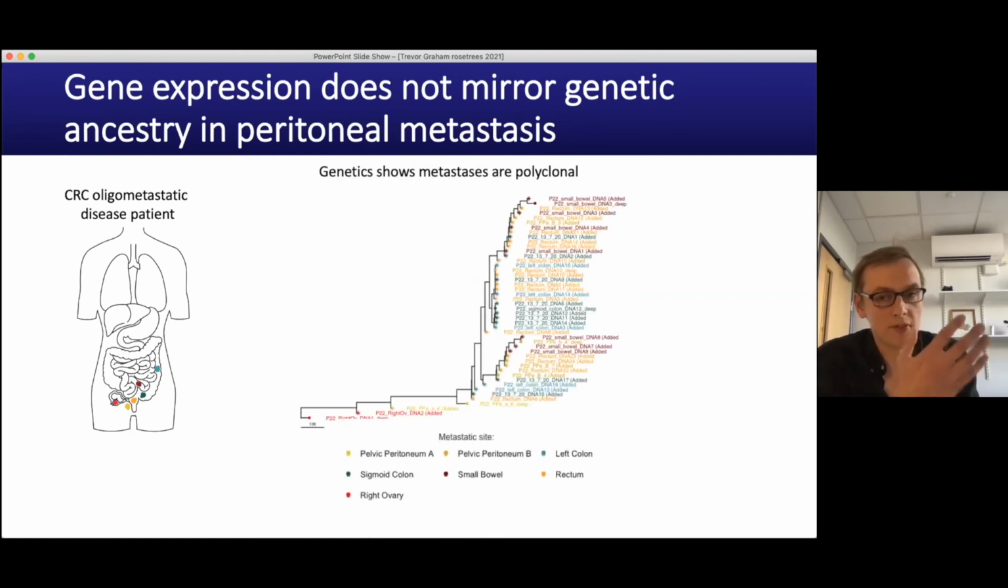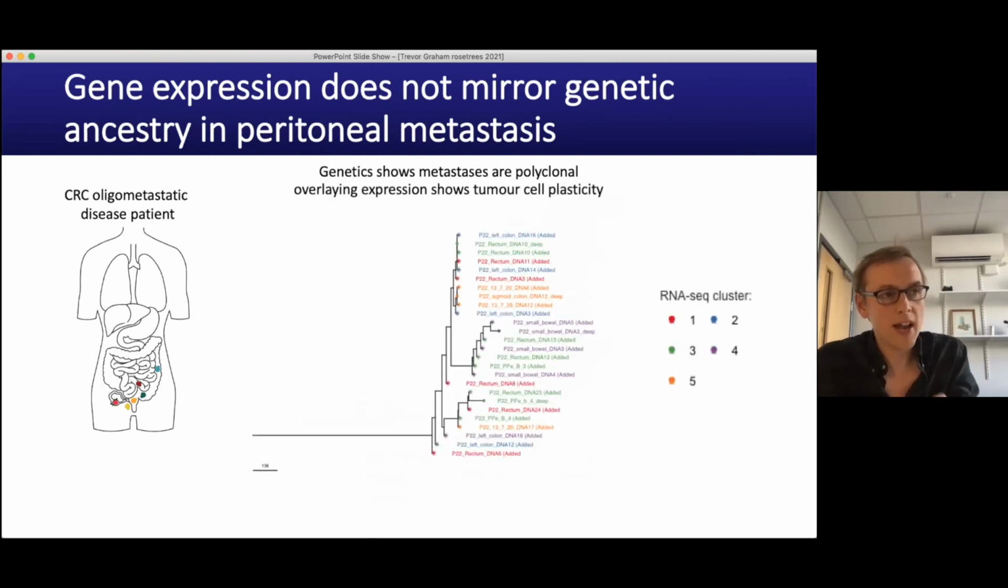So again, we can build a phylogenetic tree. Interestingly, if we look at the tree, here the color represents different locations around the body. There's really no relationship between the genetic ancestry and the location in the body. So that teaches us that all of the metastases here are highly polyclonal and there's some very complicated seeding pattern going on.